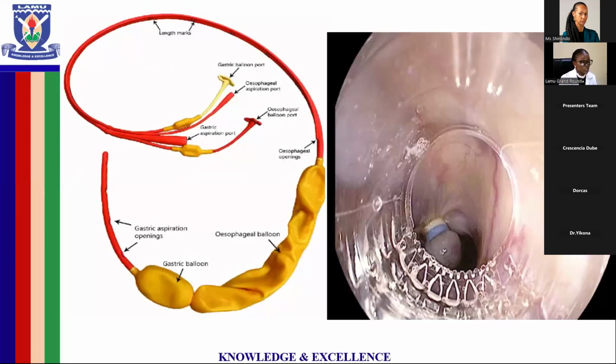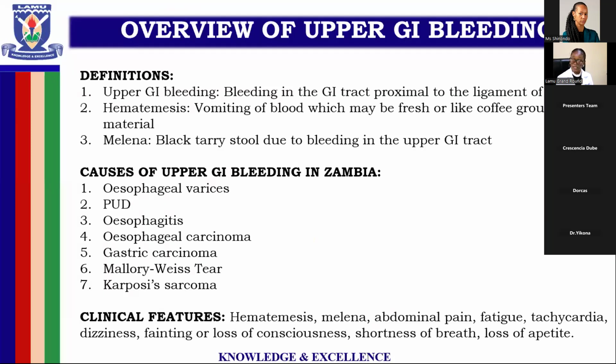All right, so I am quickly going to give you a short overview of upper GI bleeding. What then is upper GI bleeding? Upper GI bleeding is bleeding in the gastrointestinal tract, proximal to the ligament of Treitz. The ligament of Treitz is located at the junction of the duodenum and jejunum. Hematemesis is vomiting of blood, which may be fresh or like coffee ground material. Melena is black tarry stools due to bleeding in the upper gastrointestinal tract.